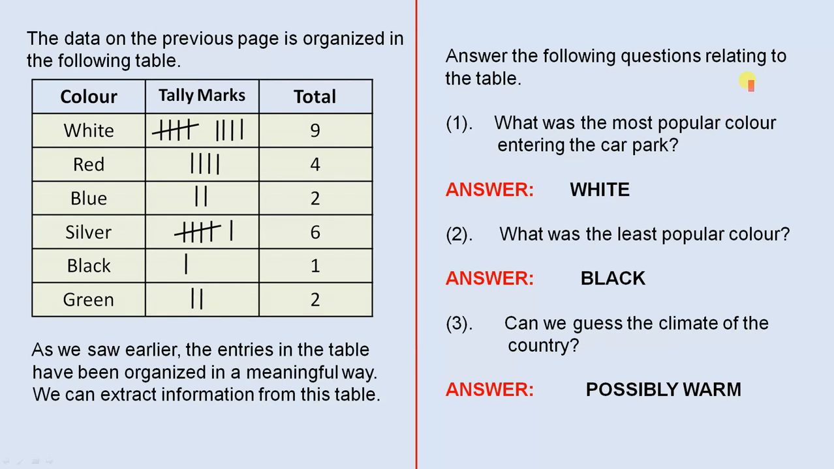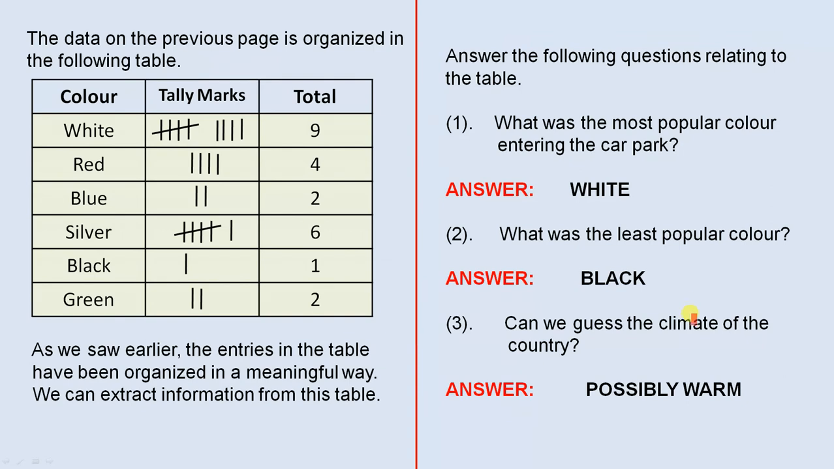So let's see how easy it is to answer these questions. Number 1. What was the most popular colour entering the car park? Obviously the one with the largest number, which was white. What was the least popular colour? The one with the smallest number, black.